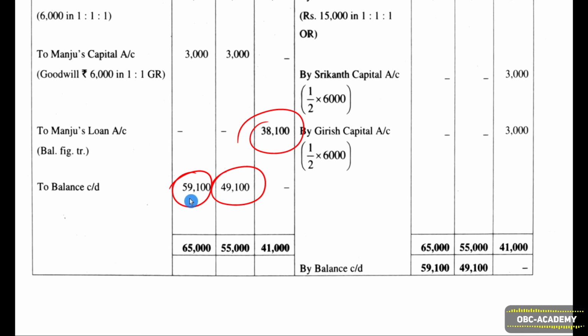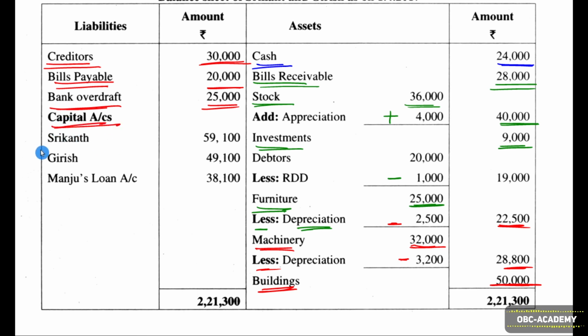First, remember this amount 59,100, 49,100 and 38,100. So capital account Srikanth 59,100, Girish 49,100, and next we'll add a separate account, that is Manju's loan account 38,100. He's retiring, right? So that's it. Simple problem. Now the last step is to tally this problem. So the tallying amount is 2,21,300.